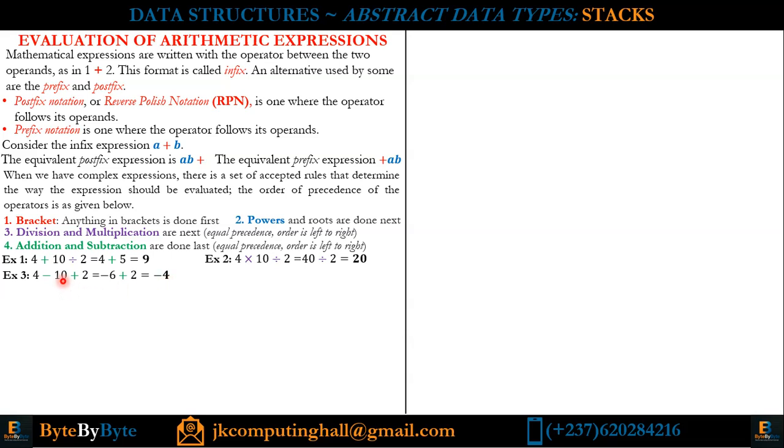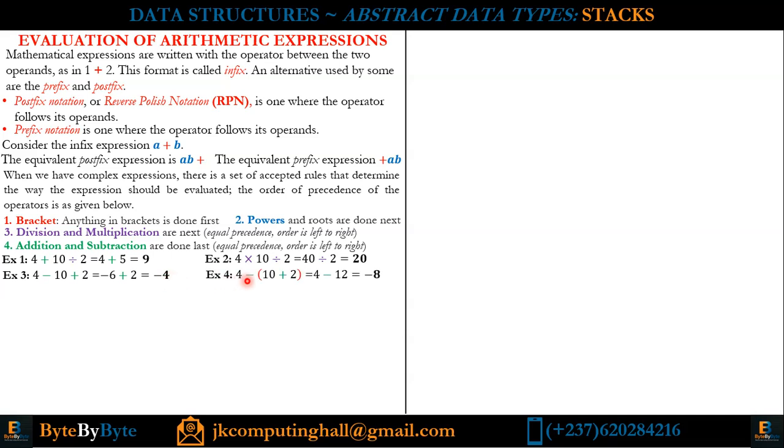Another student who will be wrong will come and say 10 plus 2, because in both maths addition comes before subtraction. He will say 10 plus 2 is 12, 4 minus 12 is negative 8, which is going to be wrong. Subtraction and addition are of the same precedence. So I perform the subtraction first of all to have negative 6 here. Then negative 6 plus 2 to get negative 4.